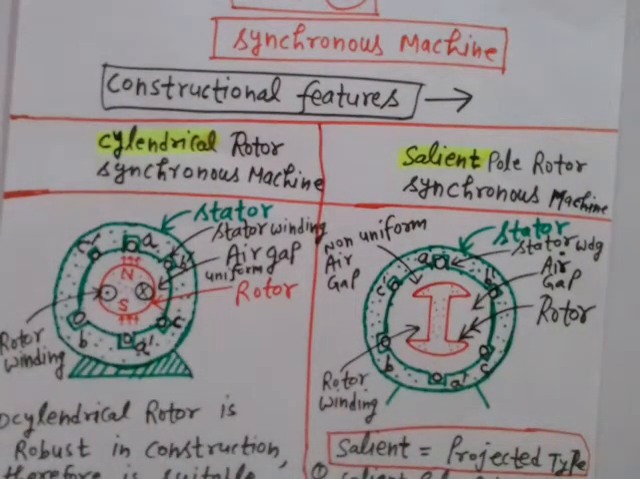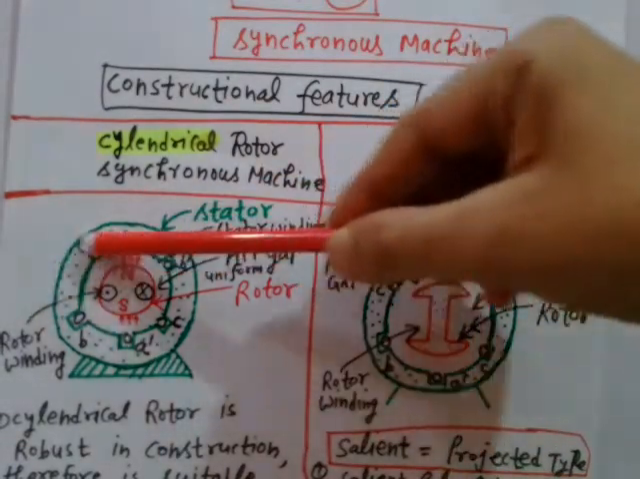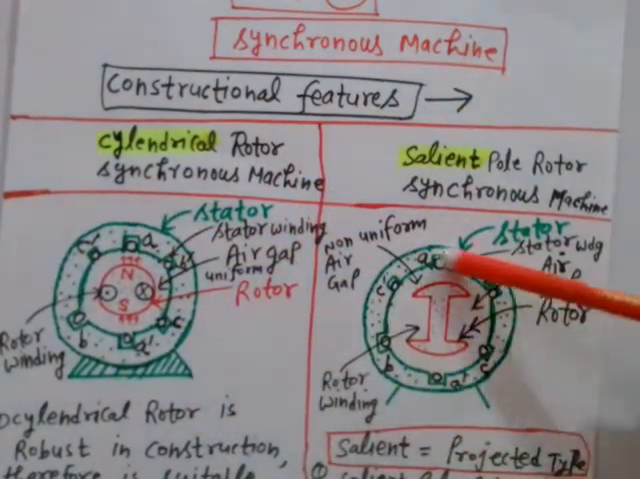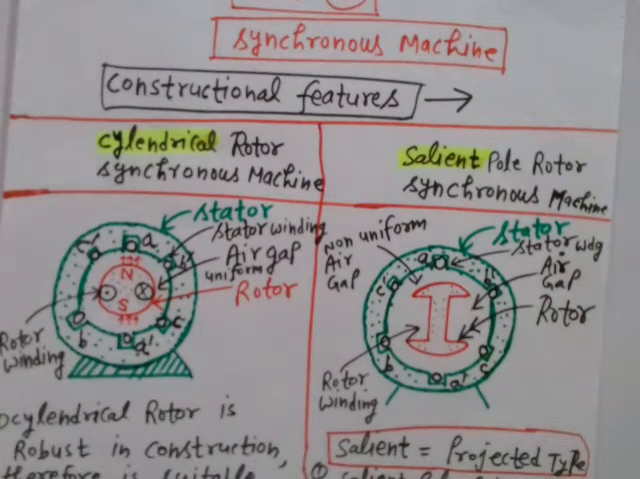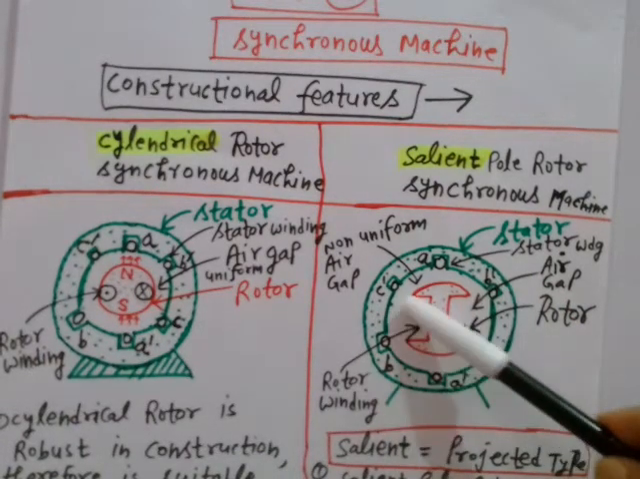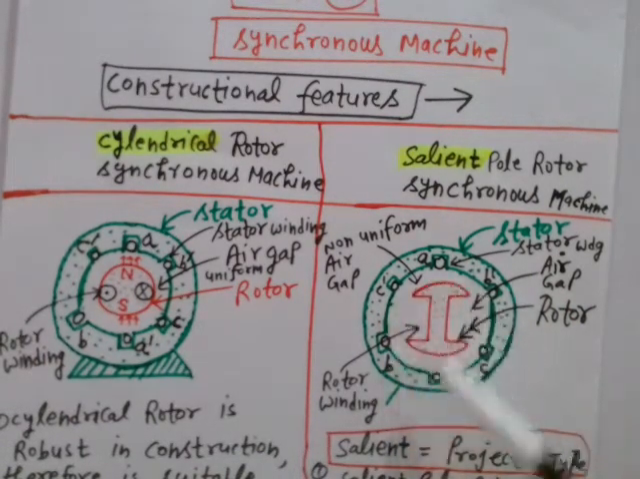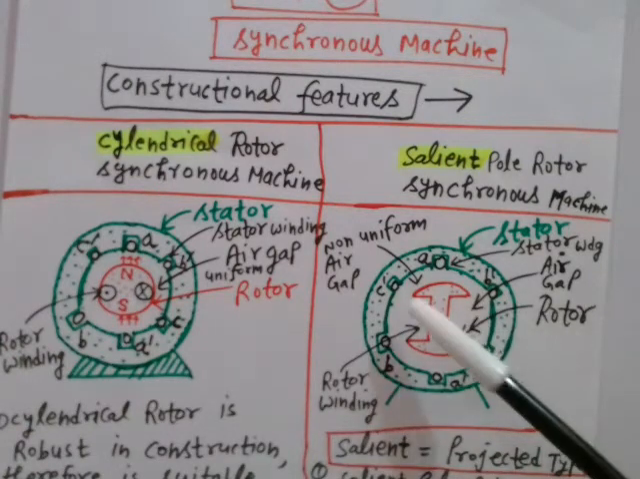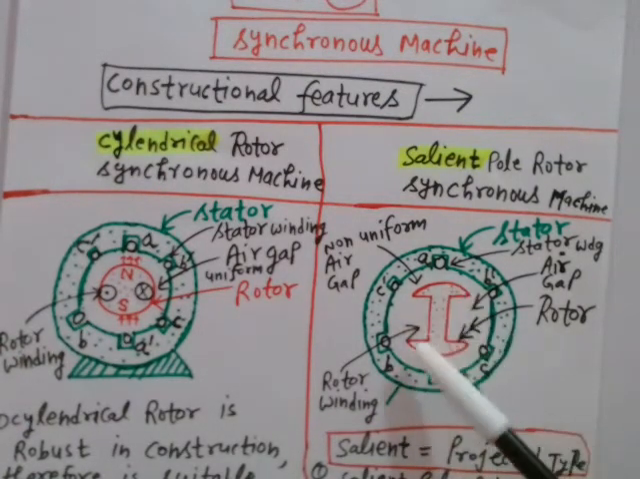Now the stator structure is the same here as well as here. The difference lies in the rotor structure. So here the rotor structure is salient pole. The word salient means projected type structure, कुछ उभरा हुआ, उठा हुआ structure, बाहर की ओर निकला हुआ structure. That is the meaning of projected type. So it's basically a dumbbell shaped rotor, like this.